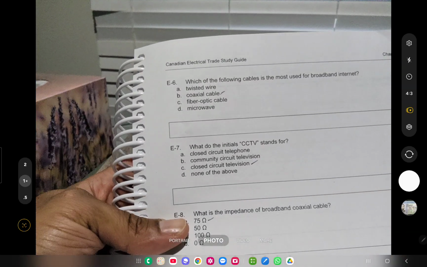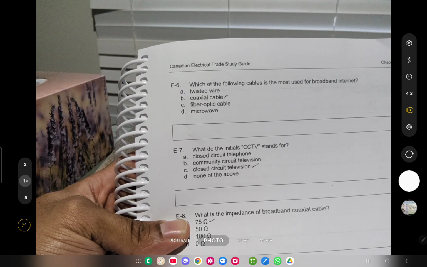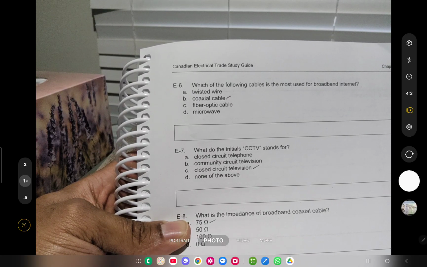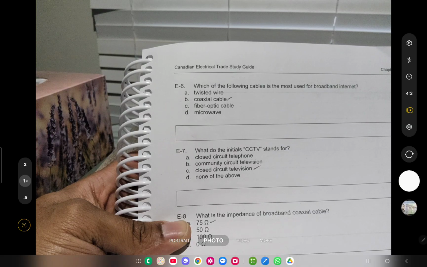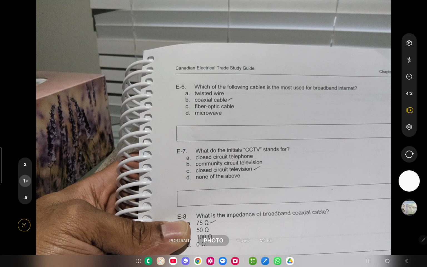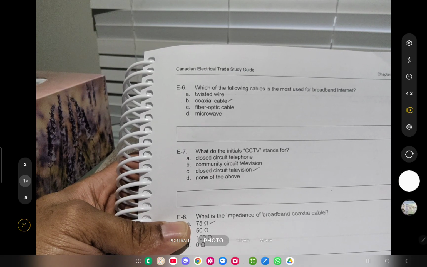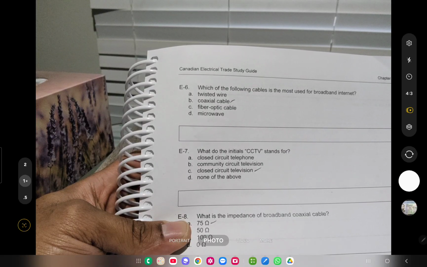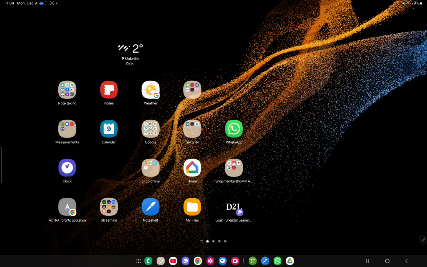Which of the following cables is the most used for broadband internet? And it's coax once again. So that's twice now. Coax is the answer. Most used for broadband internet and also most popular in the homes. So what do the initials CCTV stand for? And that is closed circuit television. Closed circuit, it's easy to remember because that specific TV, only the person watching it can see it.